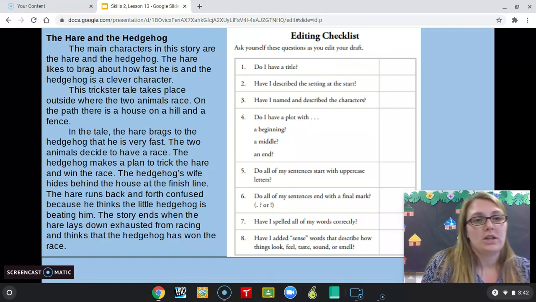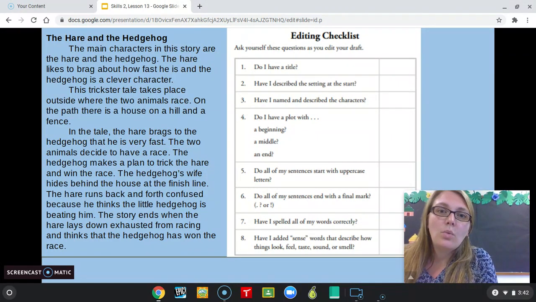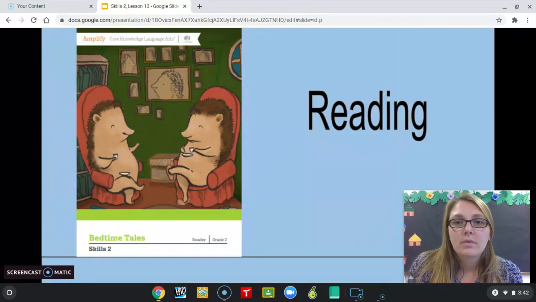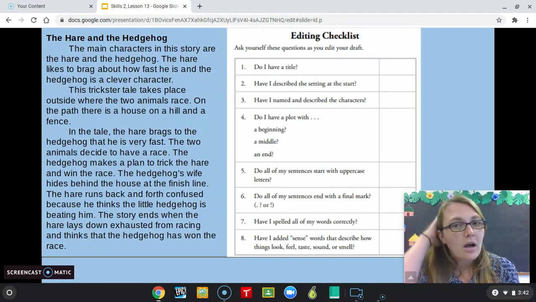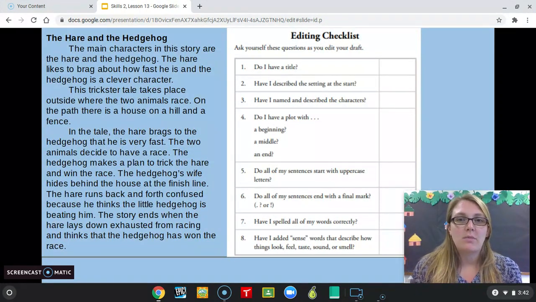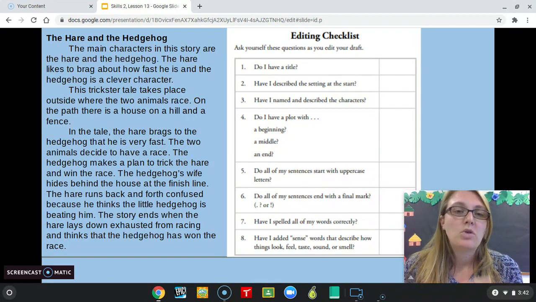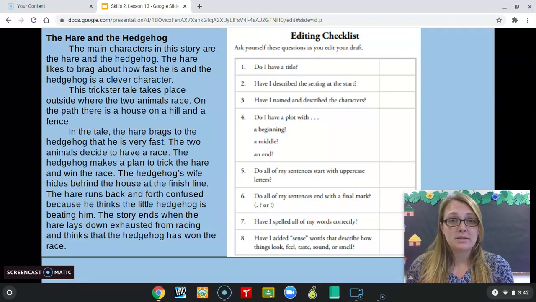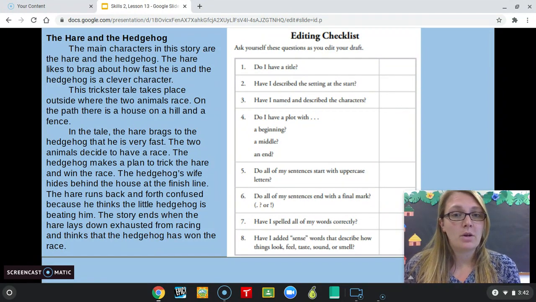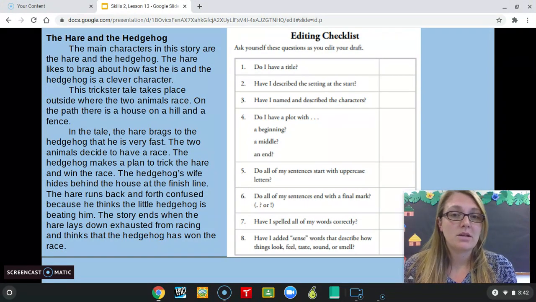So the editing checklist, making sure everything is there. One, is there a title? Did we describe the setting? Have we named the characters? Is there the beginning, middle, and end of the plot? Do I have uppercase letters at the start of my sentence? Do they have a final mark, whether that's a period, a question mark, or an exclamation point?